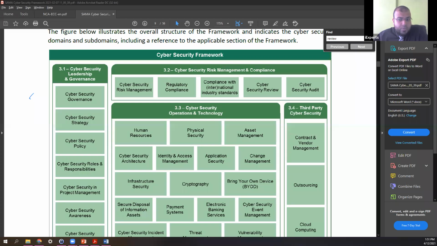Another question is from MK. There is a self-assessment sheet for SAMA CSF. Yes, of course. After your justification of the control, the maturity will be calculated. And I think also I will show you how we can make this calculation.